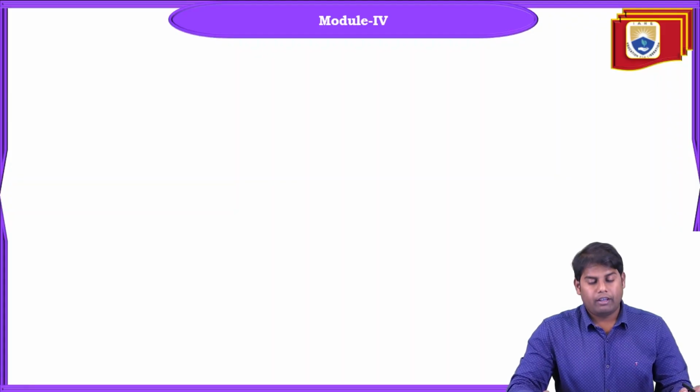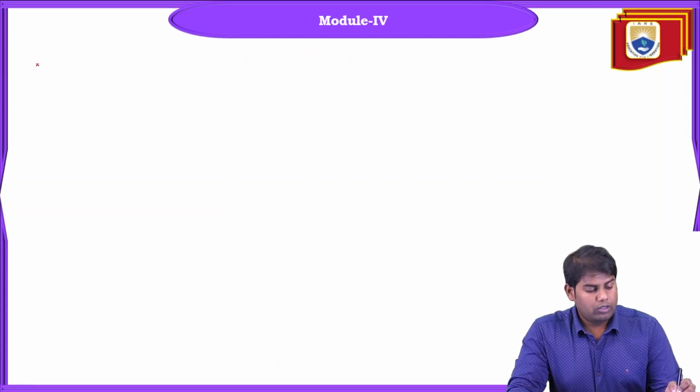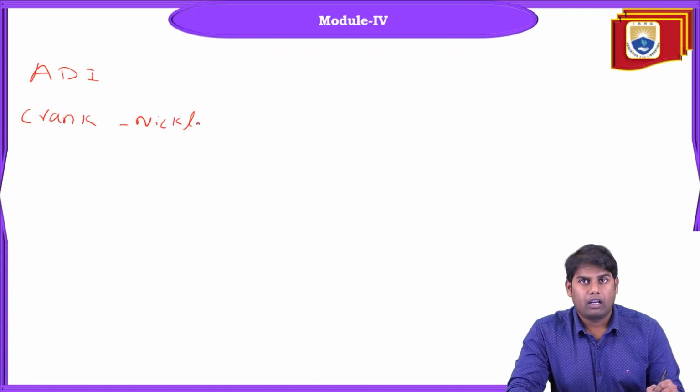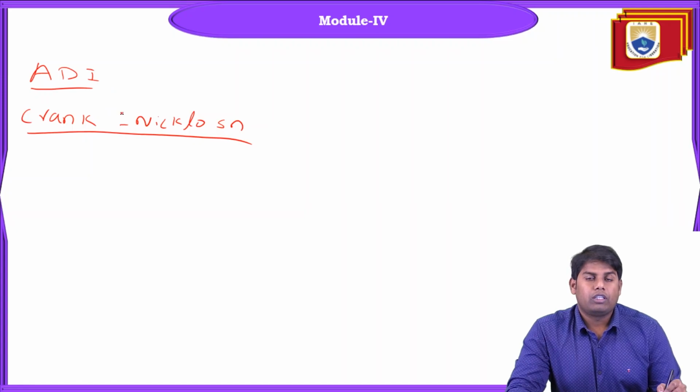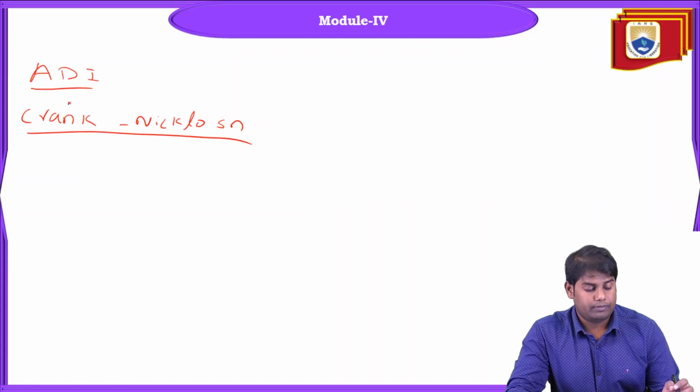Okay, so here we can see, as I told you, ADI and Crank-Nicholson. These are the two popular CFD techniques, which are used to solve any type of numerical problem. So first, the ADI. We will see what ADI is, and then how to solve that ADI method, clearly. And then we will see what Crank-Nicholson is and how we solve that.